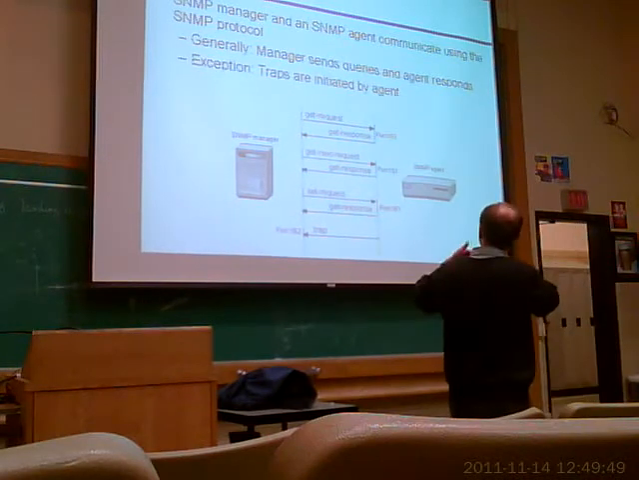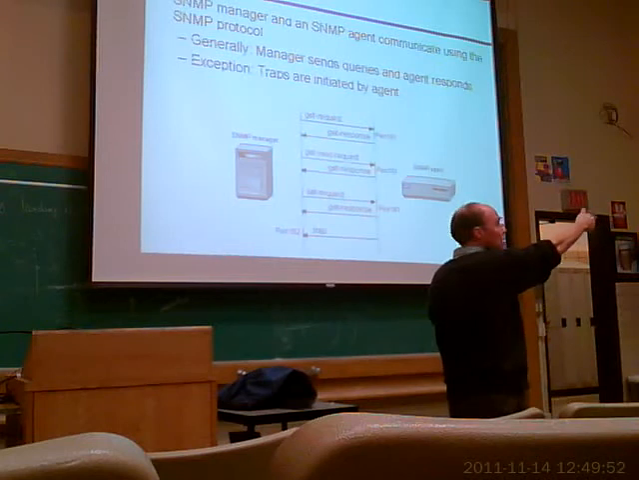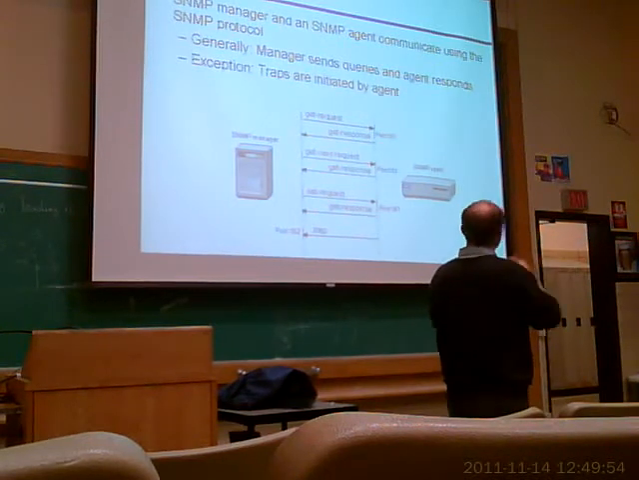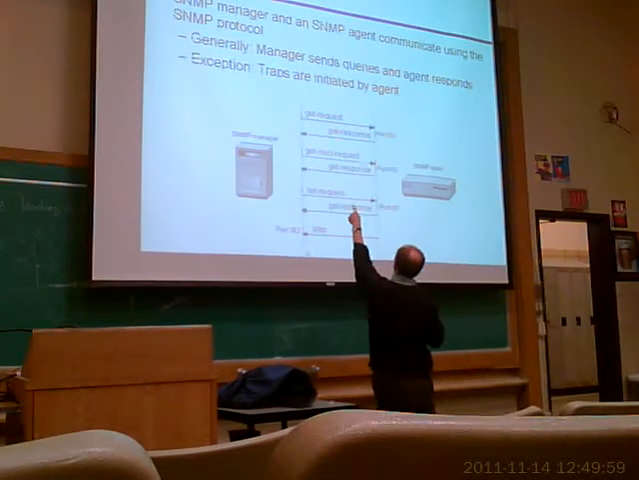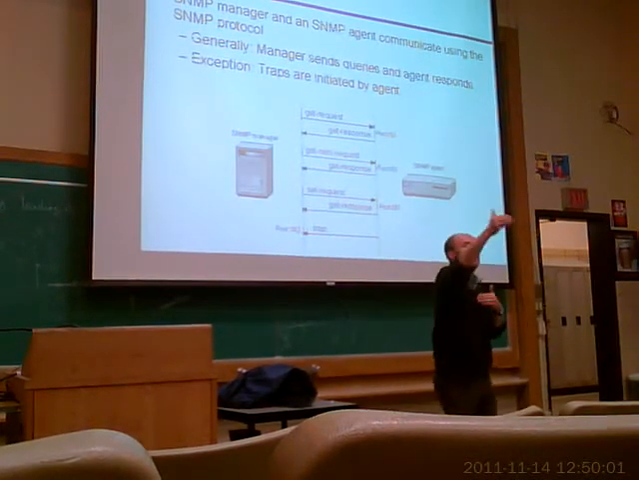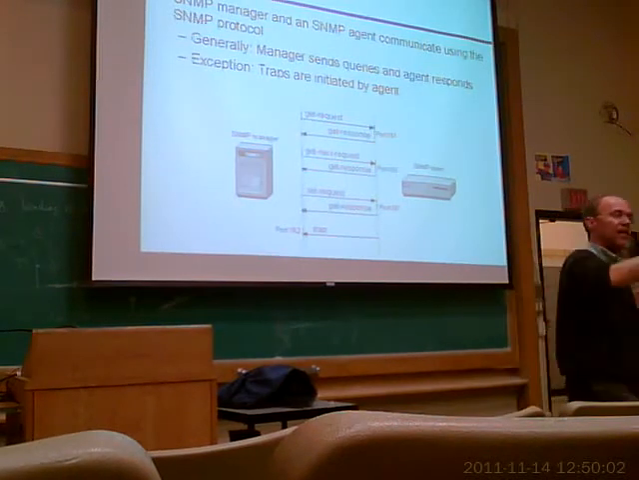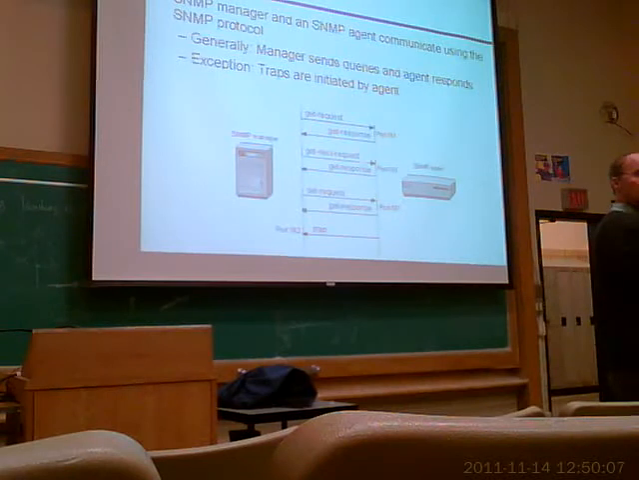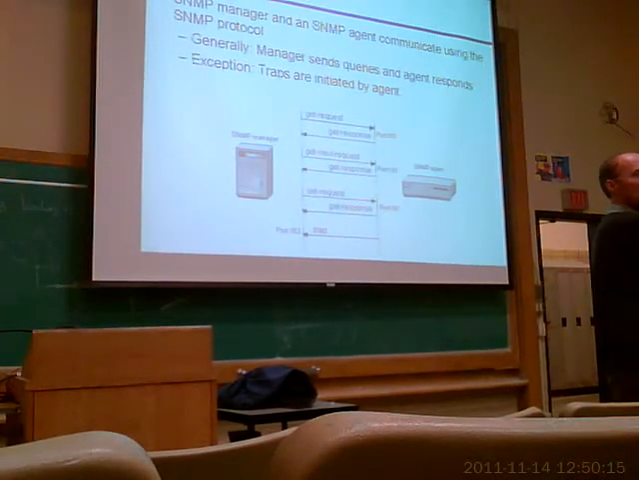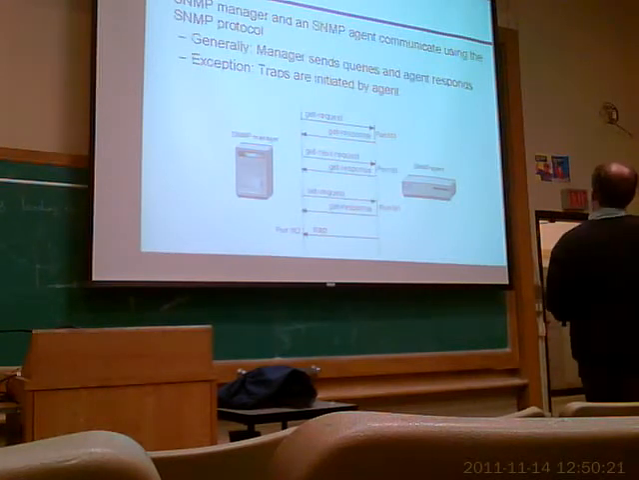The interaction is that the query is sent in a GET request, and then the reply from the agent is a GET response. And then there's this command called GET next request. That means one obtains the next item, the next managed object, in order. So by sending a sequence of these requests, one can get information about the entire MIB.